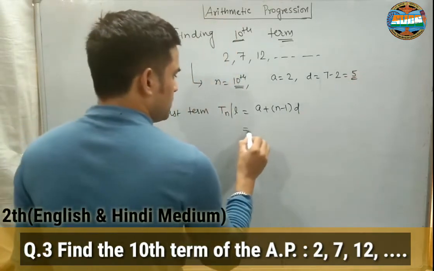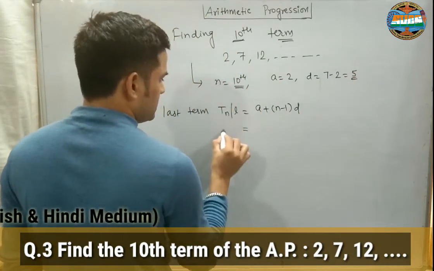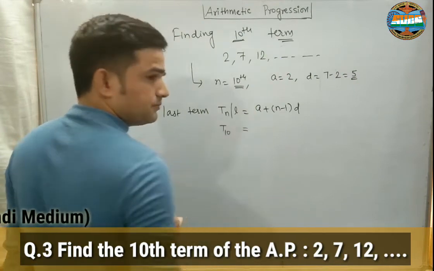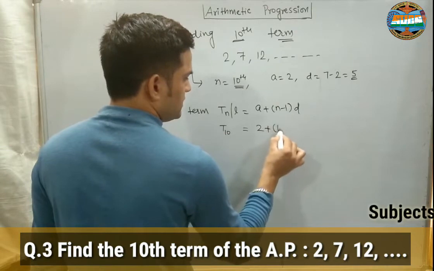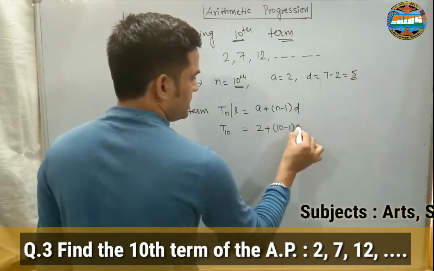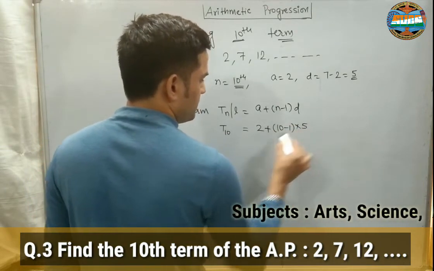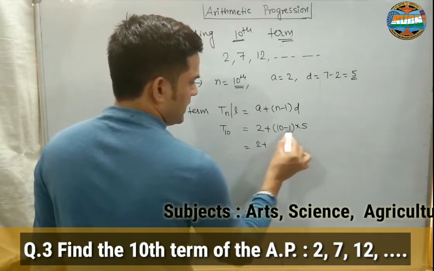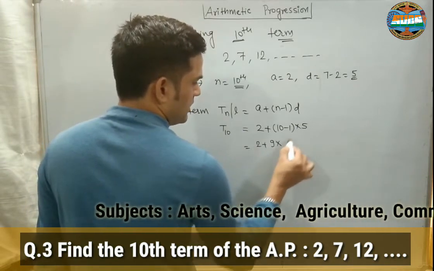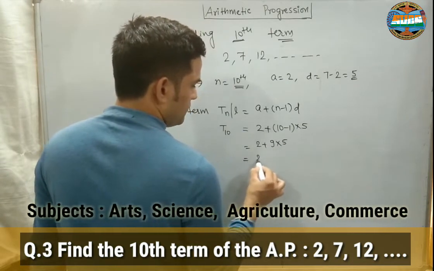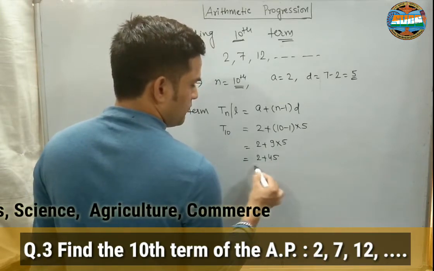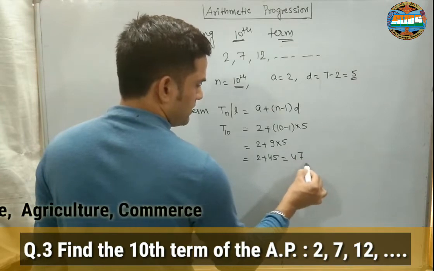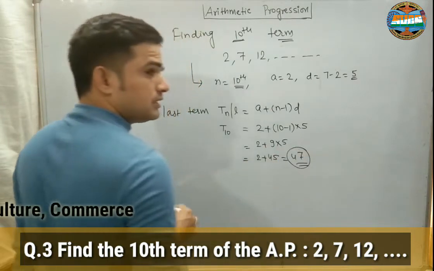Since we are finding the 10th term, T10 is A, which is 2, plus (10 minus 1) multiplied by D, where D is 5. So 2 plus 9 into 5. Multiplying 9 into 5 gives 45, and 45 plus 2 is 47. The 10th term is 47.